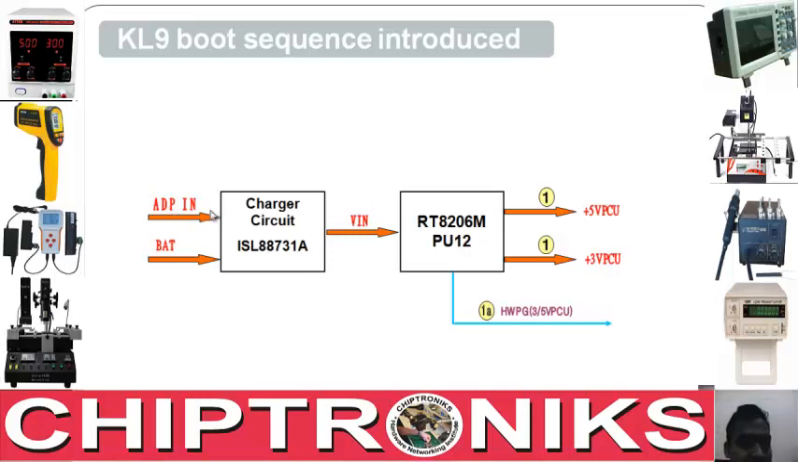So the first step is when you apply an adapter or a battery, a VIN is generated, and it goes to the 3.35 volt regulator IC, which generates +5VPCU and +3VPCU. This is the first step. Please note the steps, right? This is the first step, and it generates the power good.